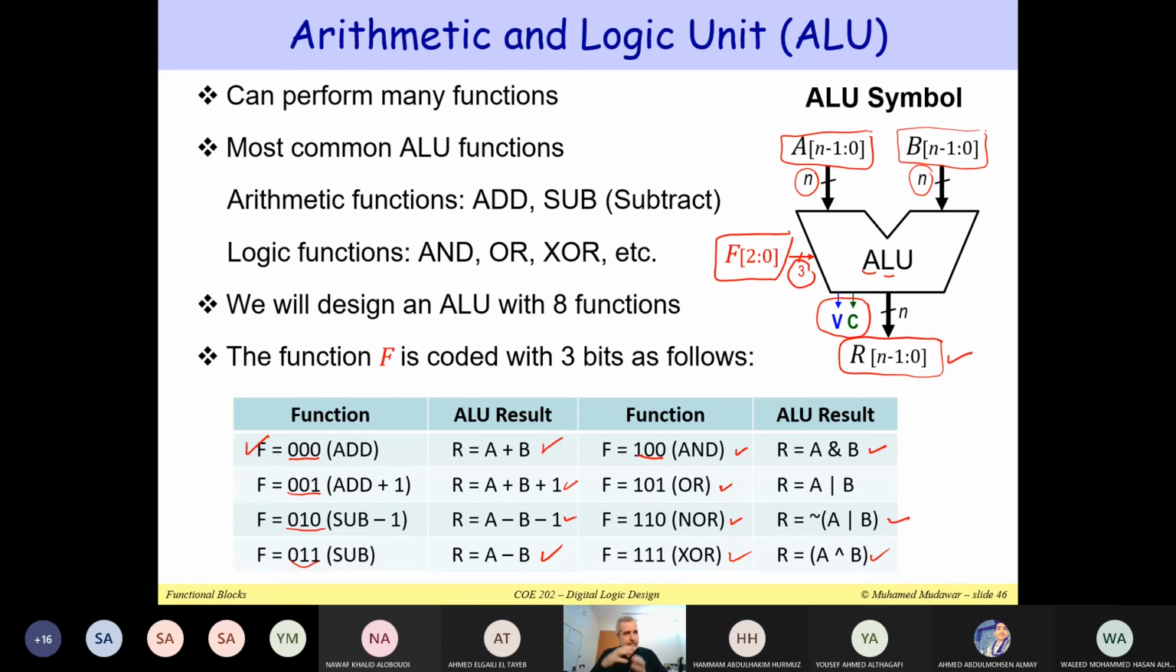Students, if I give you this question in an assignment or in a quiz, how many adders do you need to implement this ALU? I need a quick answer.